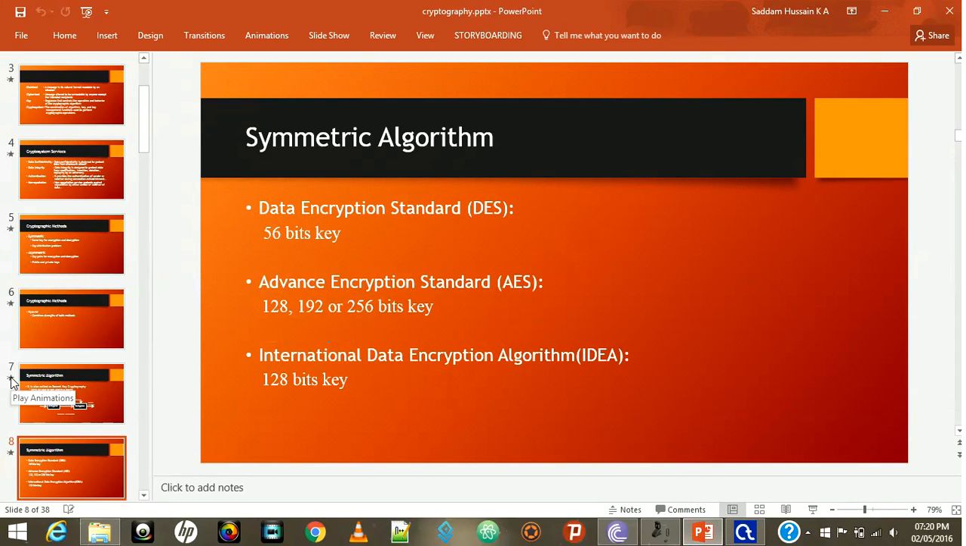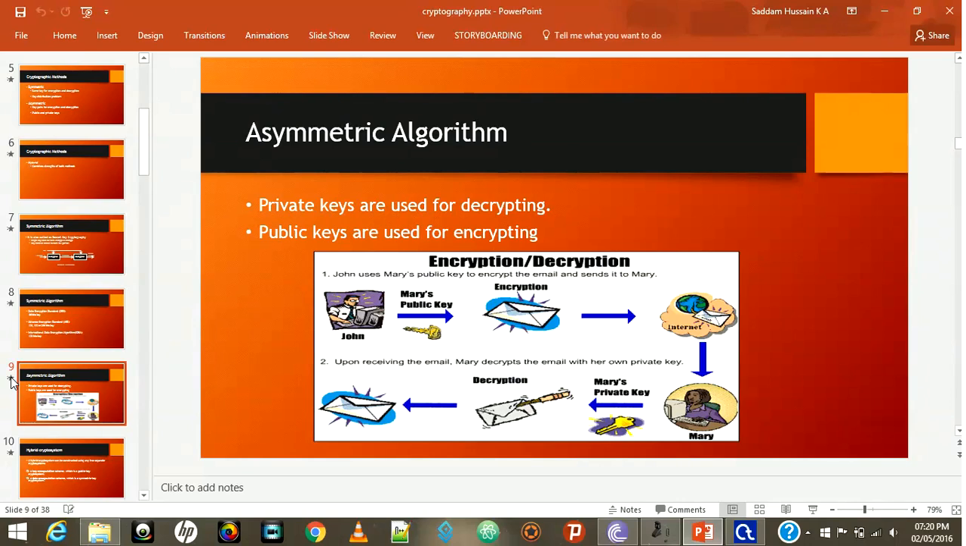Then we have the asymmetric algorithm. What is an asymmetric algorithm? I have told that in an asymmetric algorithm we use a pair of keys. What are the pair of keys? One is the private key and the other is the public key. The private key is used for decrypting, the public key is used for encrypting. Let's see the example. Here we have John and Mary.